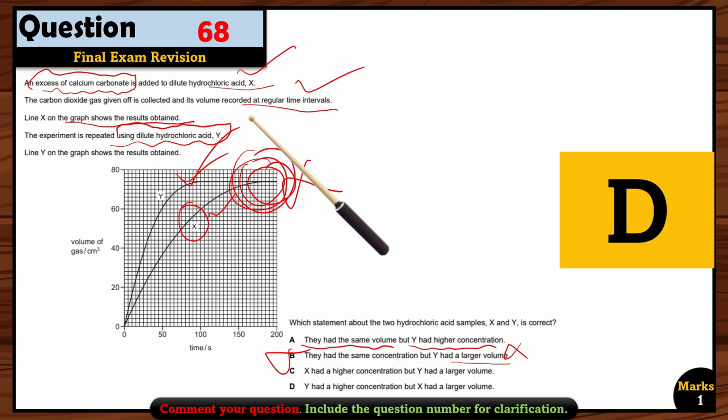So Y has a higher concentration, but X had a larger volume. Now this option is right, because if X didn't have a larger volume, then the product should also be different. But here the product is the same, right? So it means that X is compensating for Y through its volume. It has large volume, but Y has higher concentration. So higher concentration increases the rate of the reaction, but X has a higher volume, but it is more dilute. So that's why the products are the same, but only the rate of reaction is lower. So that's why option D is the only right option over here.